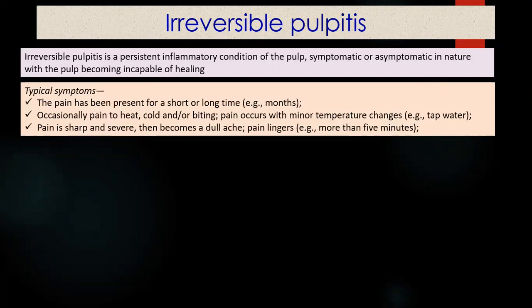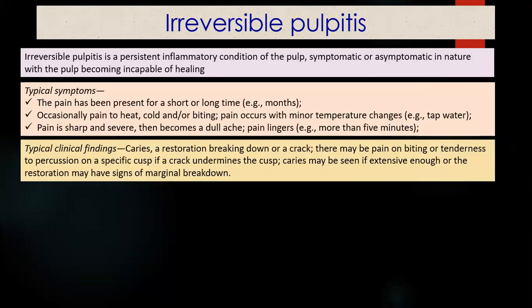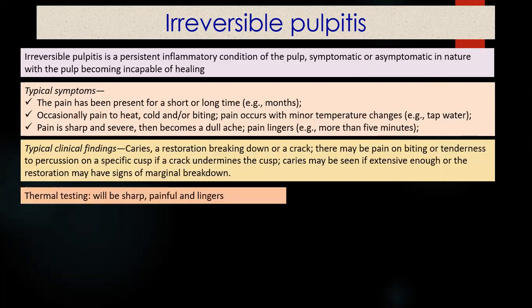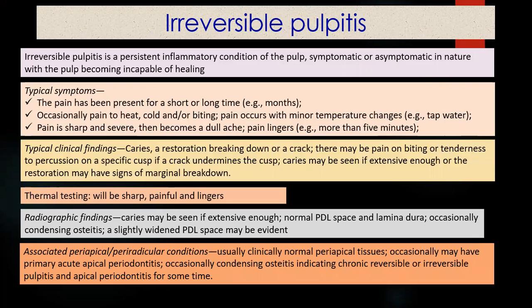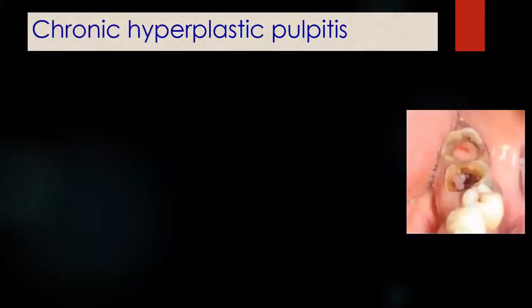They say through the literature, and we may find, that the caries are extensive and the breakdown is greater in such cases. In thermal testing, we have a sharp, painful response that lingers for a longer period of time. PDL involvement may be there, with widening of the PDL, or sometimes apical periodontitis may be present in such cases.